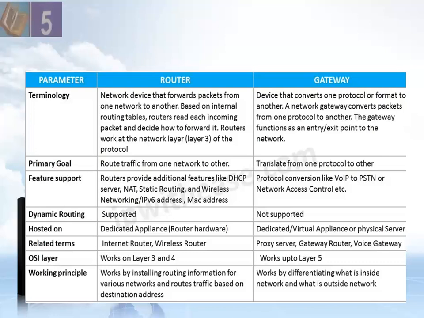A router works on OSI layers 3 and 4, and a gateway works up to layer 5. The working principle of a router is that it works by installing routing information for various networks and routes traffic based on a destination address. On the other hand, the gateway works by differentiating what is inside the network and what is outside the network. So this is the difference between the router and the gateway.